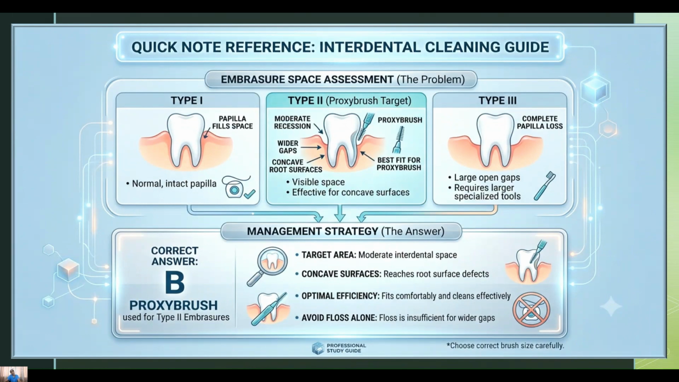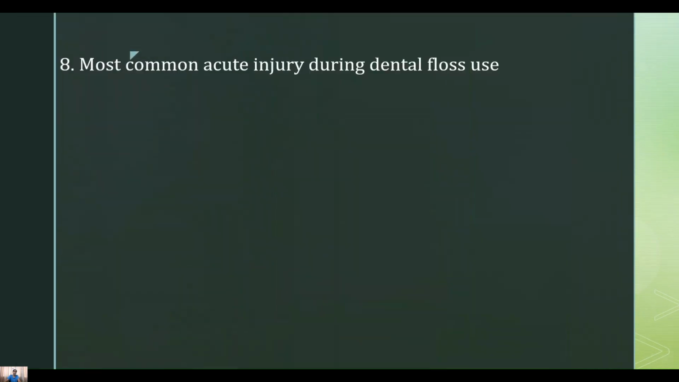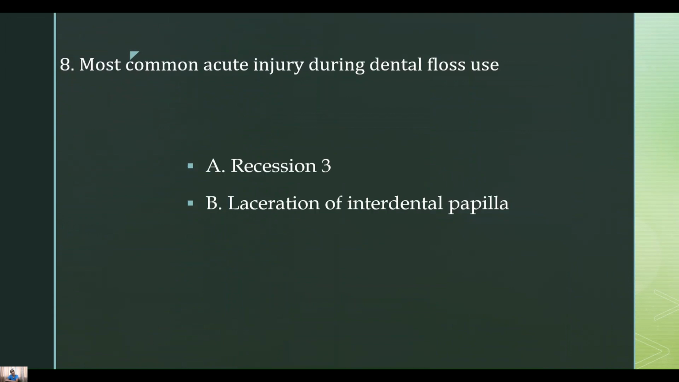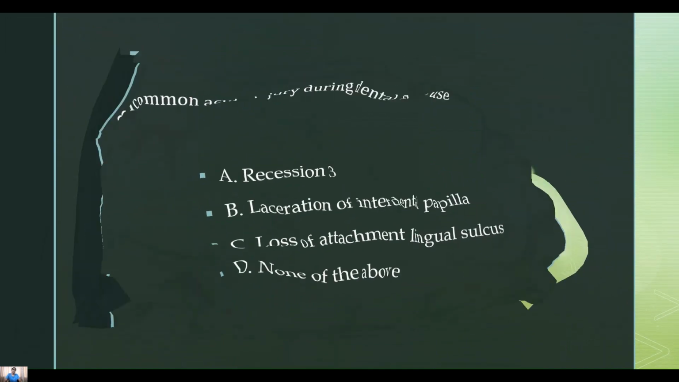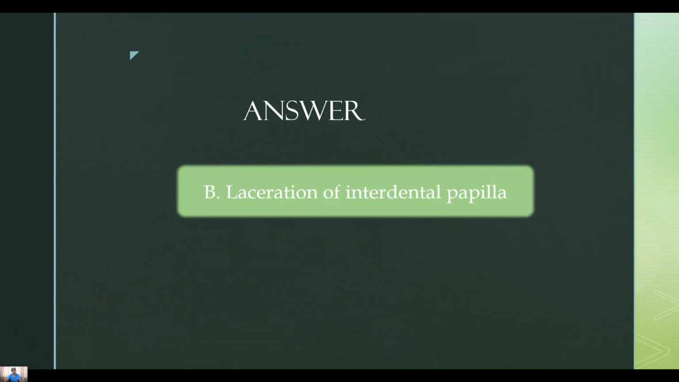Let's move on to our next question. What is the most common acute injury during dental floss use? A. Recession. B. Laceration of interdental papilla. C. Loss of attachment in lingual sulcus. D. None of the above. The correct answer is B.